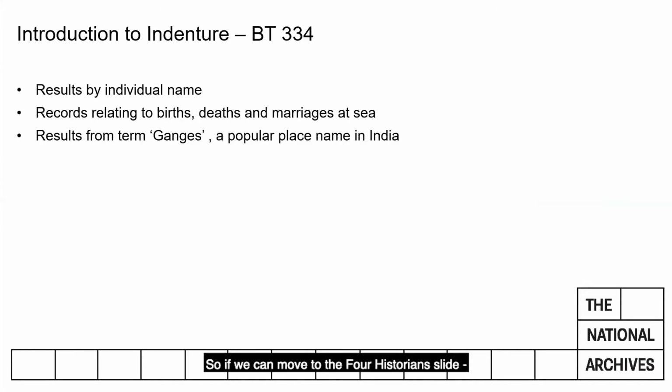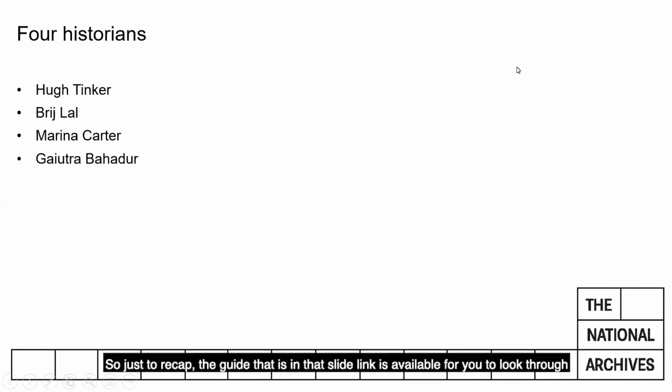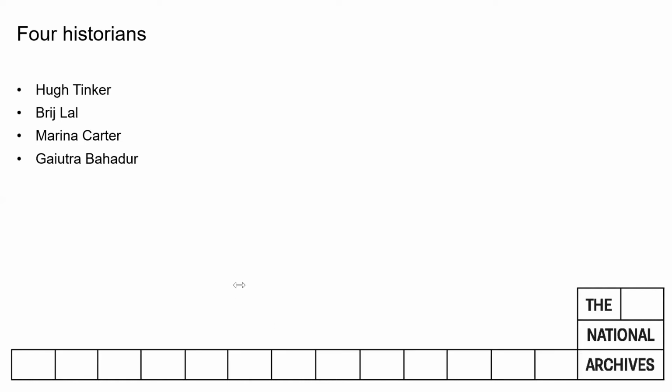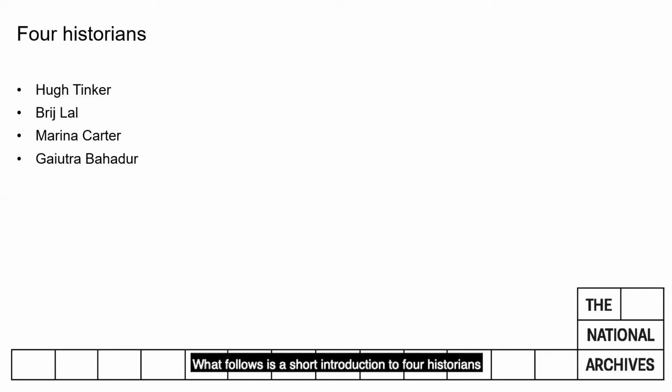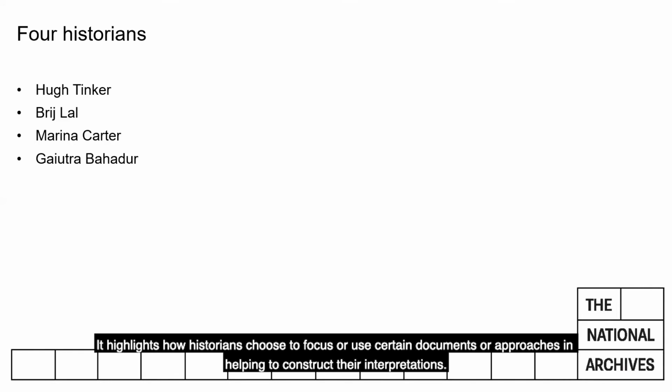So if we can move to the 4 historians slide. So just to recap, the guide that is in that slide link is available for you to look through. And obviously, if you need some assistance, then through the team at Girmit, we can help. So let's look at four historians. What follows is a short introduction to four historians, highlighting the different and evolving ways in which debates about indenture and the writing of this history have taken shape. It highlights how historians choose to focus or use certain documents or approaches in helping to construct their interpretations.